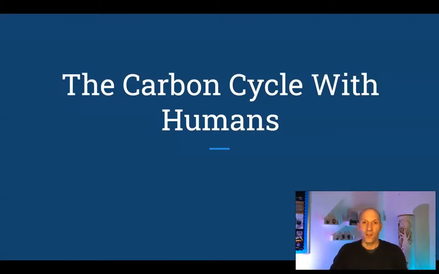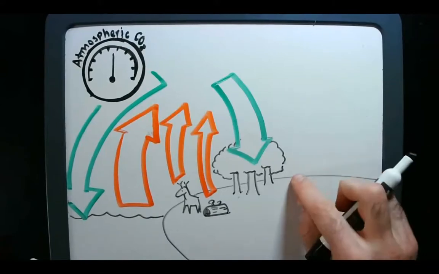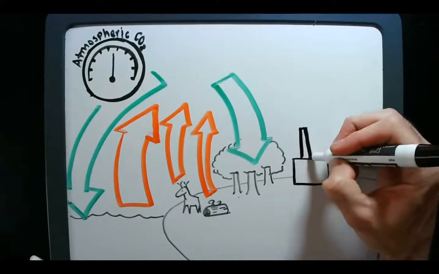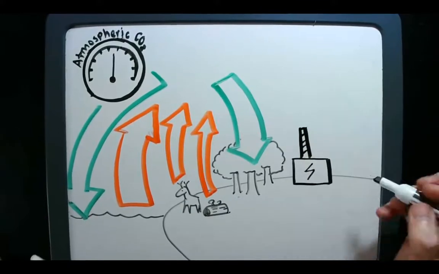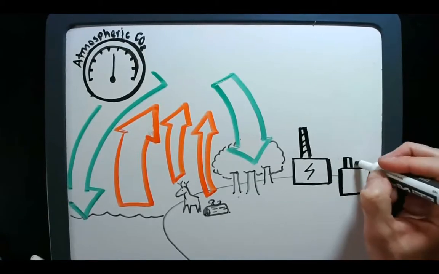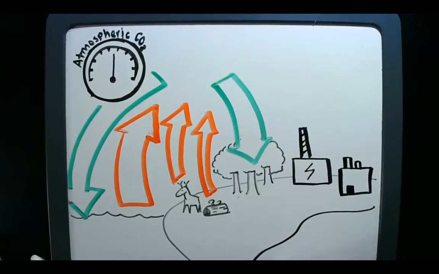So let's take a look at the carbon cycle again, but this time with the addition of humans in the equation. Again, I want you to pay attention to that atmospheric CO2 dial in the top left. One way that humans contribute to the carbon dioxide in the atmosphere is through the generation of power. We have power plants that burn fossil fuels to create electricity.